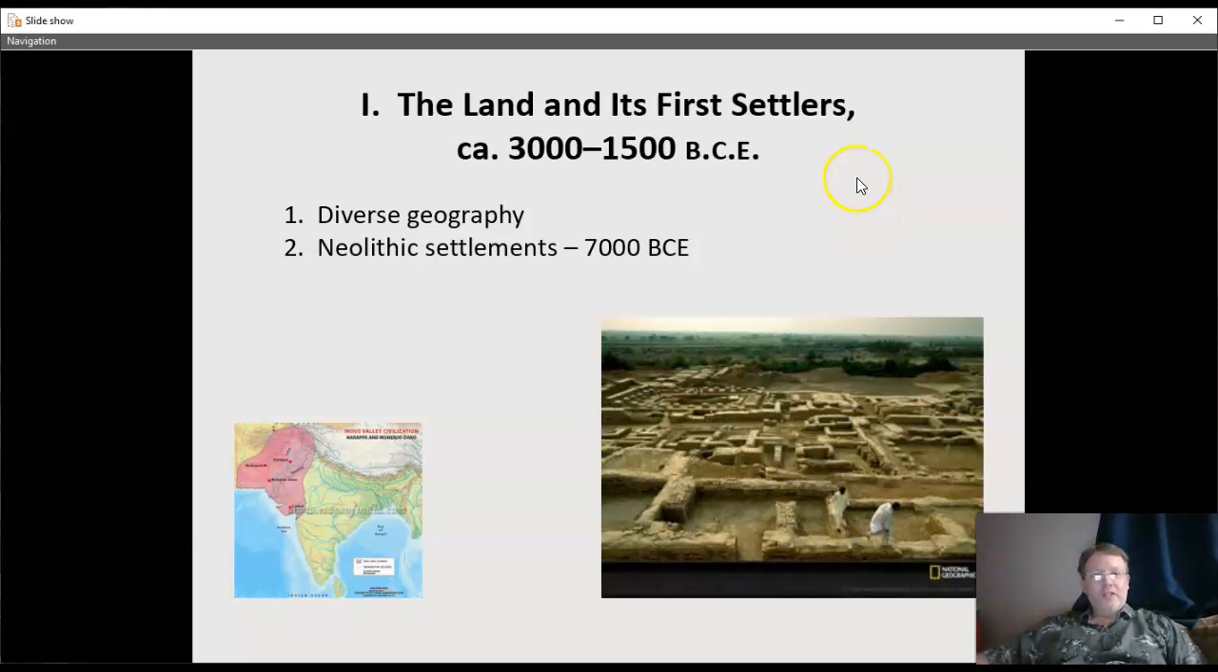So we have these Neolithic settlements by about 7000 BCE based on agriculture. Two of the more common crops they grew were wheat and barley. Of course, domesticated animals like cattle and sheep.